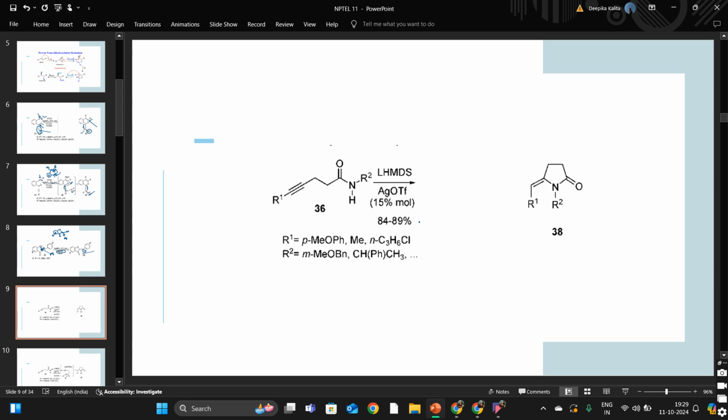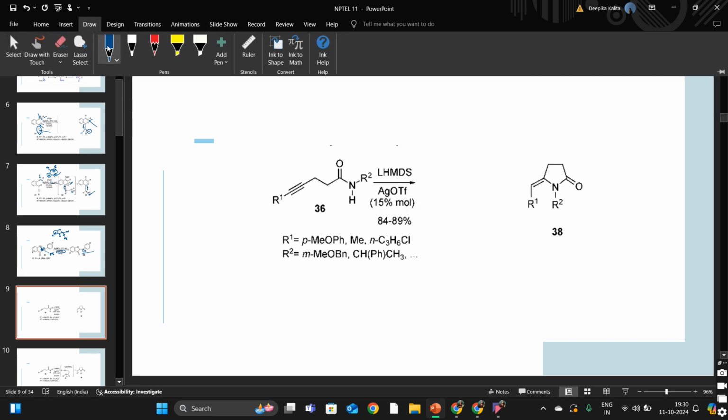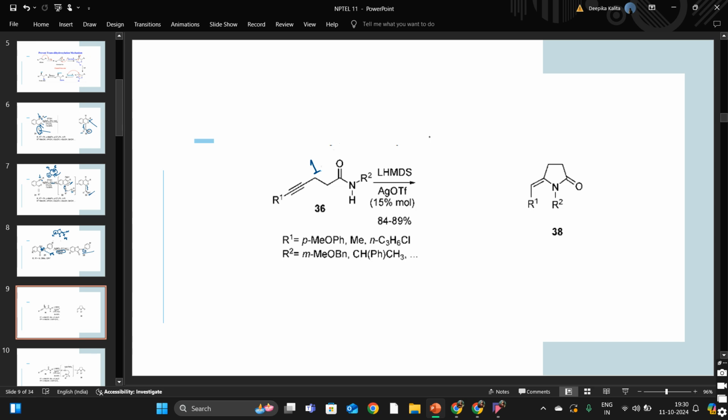Moving to the next question, where this time nitrogen is going to act as the nucleophile. In the last questions we have seen the nucleophilic attack by oxygen, and in this question the nucleophilic attack will happen via nitrogen. These reactions are called hydroamination. And if you look at the reaction conditions, we have LHMDS in presence of silver triflate reagent. Silver triflate catalyst is required in only 15 mole percent. 15 mole percent means if we are taking the substrate 1 equivalent, then silver triflate amount will be 0.